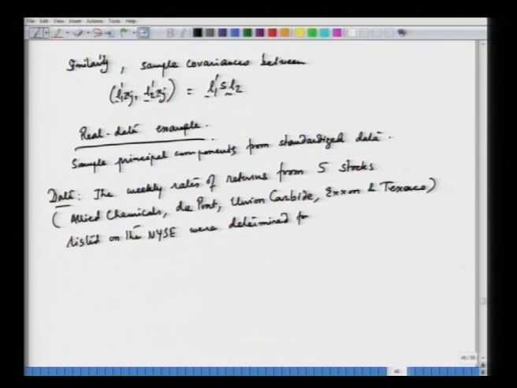for the period January 1975 through, with old data, but does not matter, through December 1976. So, we have daily data, and from here we have calculated the weekly rates.